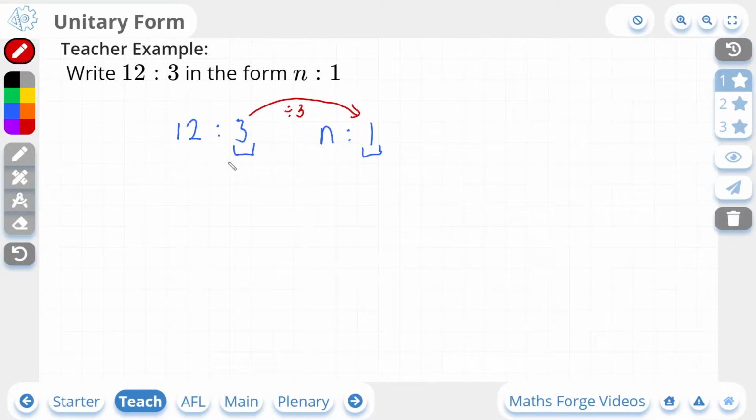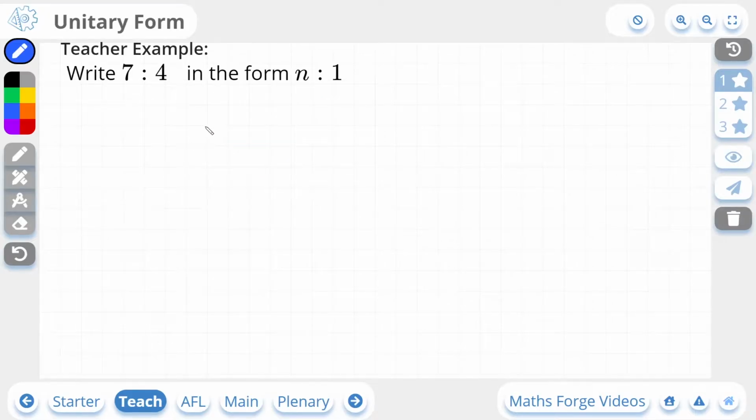You take the same approach with the 12 to find out what this n value is. And 12 divided by 3 is equal to 4. So therefore, our ratio must be 4 to 1. And if we check our answer, there it is.